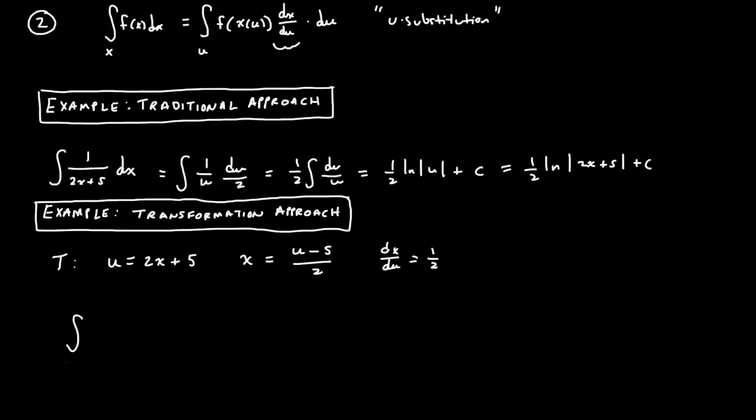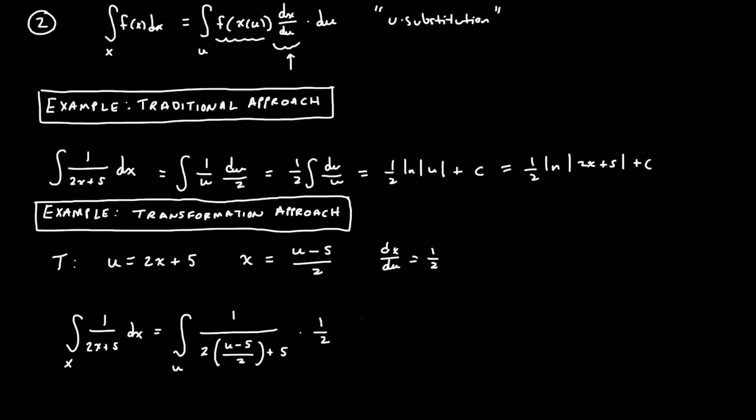And so now this integral over x, 1 over 2x plus 5 dx, is going to be the integral over some bounds of u. And if I look at this specifically, it says f of x of u. So that's going to be 1 over 2. This is a function x of u, and so this portion here is u minus 5 over 2 plus 5. And then we need this transformation, or Jacobian, and that comes out to be 1/2, and then du.